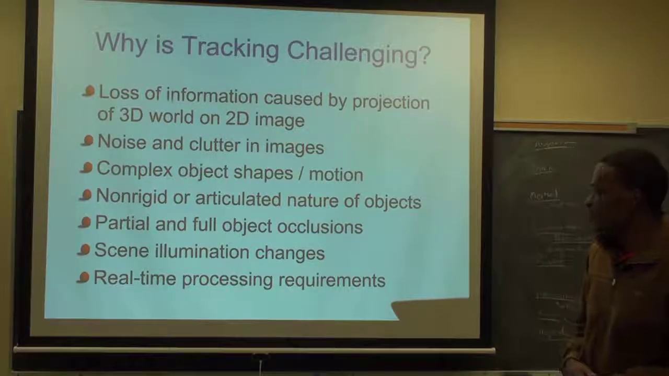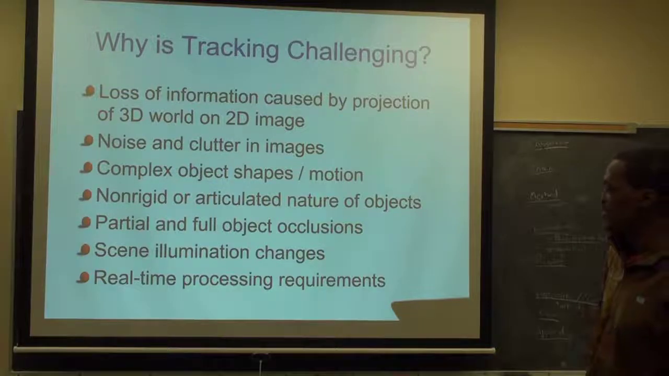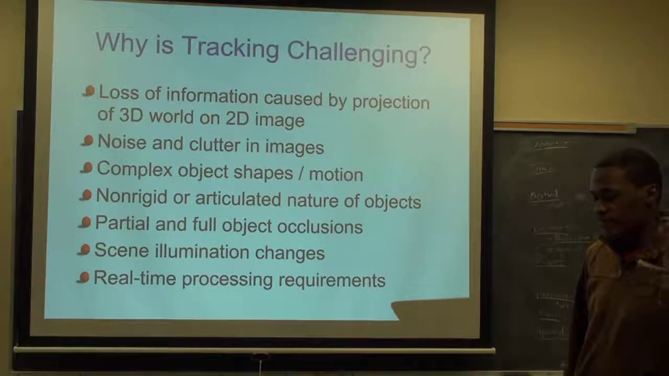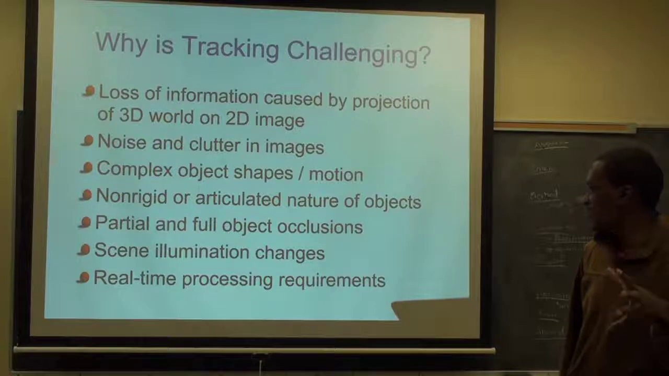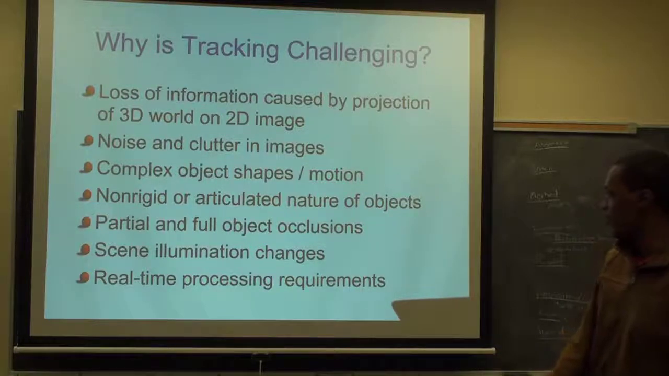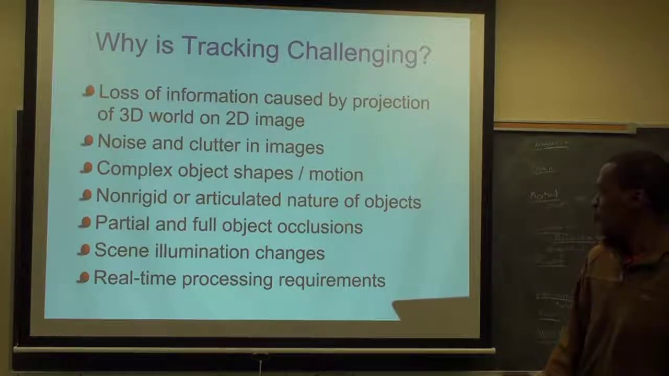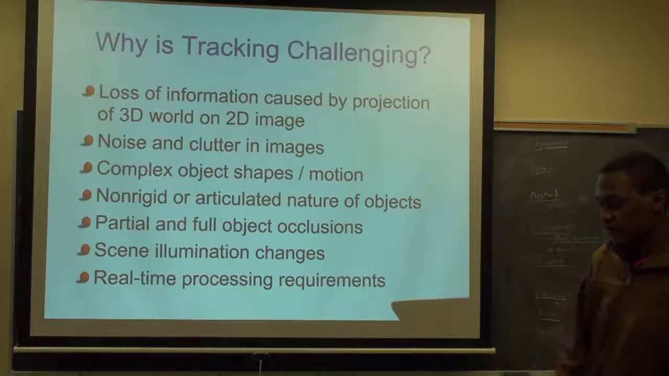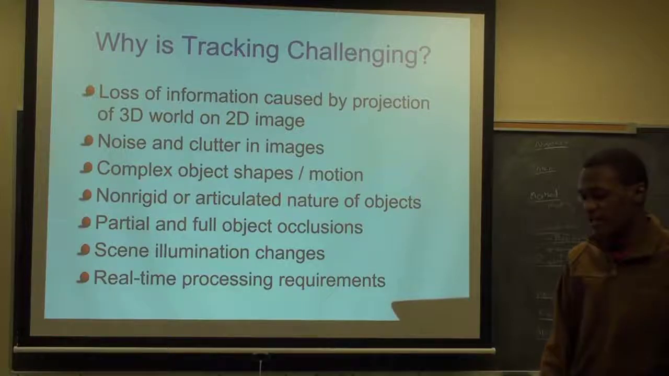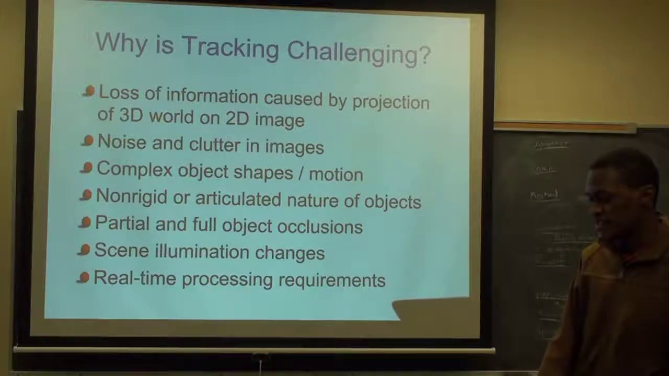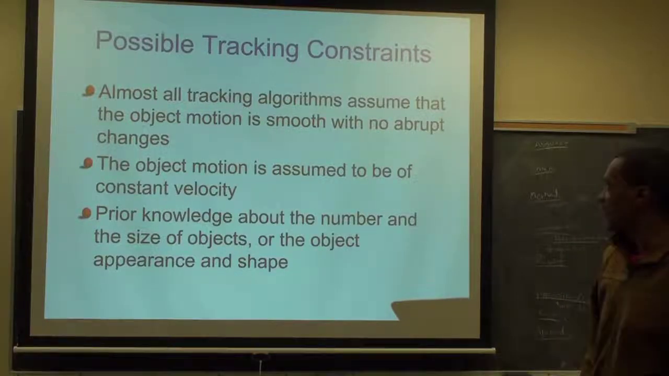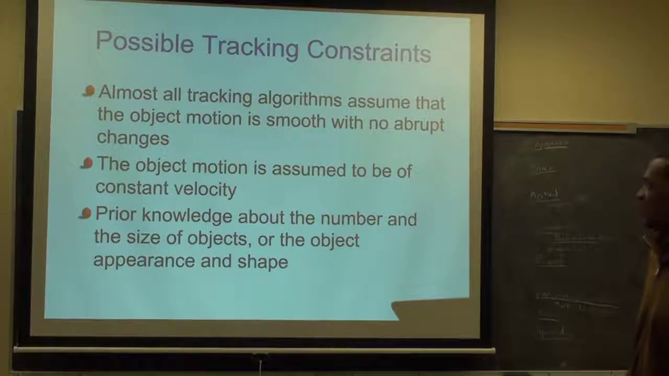Scene illumination changes, you can imagine that if, say, you have a camera outside and it gets to nighttime, you can throw off your algorithm and you may not be able to track anymore because of lighting changes. And then real-time processing requirements. All these things are processor intensive. And so it makes that hard.